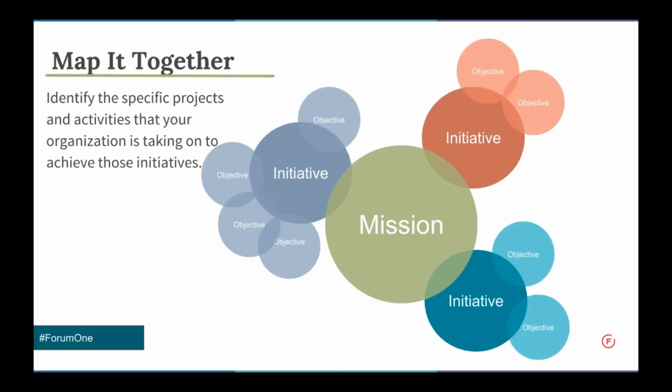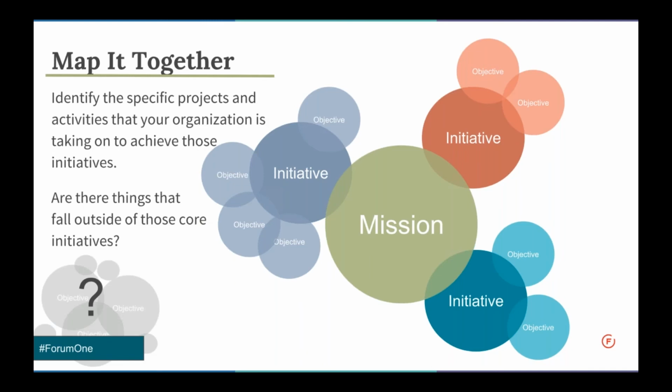To continue mapping it together, identify the specific projects and activities your organization is taking on to achieve those initiatives. The big piece here is that these objectives aren't necessarily something like an email. These objectives are broader, as in we want to gain awareness of a certain issue. As part of gaining awareness, there's a whole bunch of things we're trying to achieve, and the ways that we do this might include other tactics such as email.